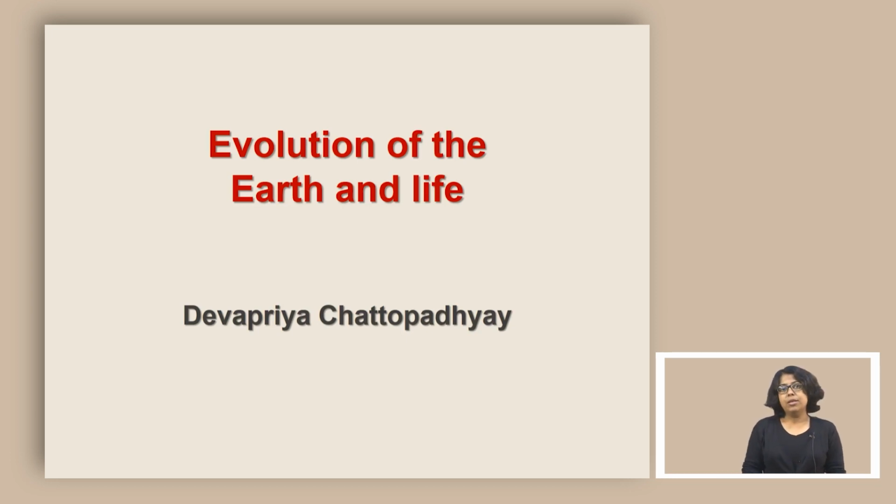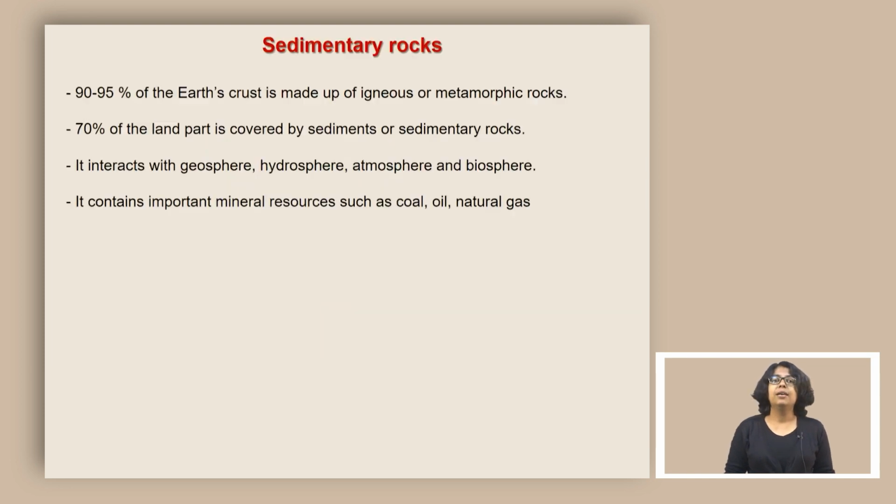When we talk about sedimentary rock in the context of the rock cycle, it is those rocks which form from existing rocks when those existing rocks get crushed down or go into solution and eventually precipitate. 90 to 95% of the Earth's crust is made up of igneous and metamorphic rocks. However, 70% of the land part is covered by sediments and sedimentary rocks.